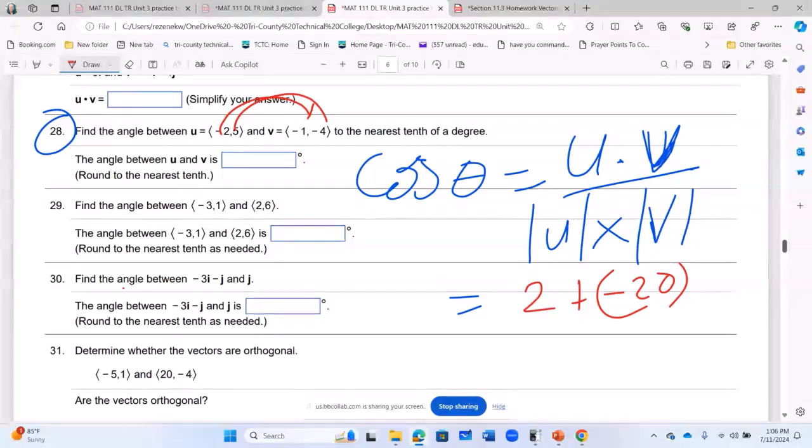Okay. And now the next thing is for me to find the magnitude of u. The magnitude of u is the square root of the x component squared plus the y component squared.